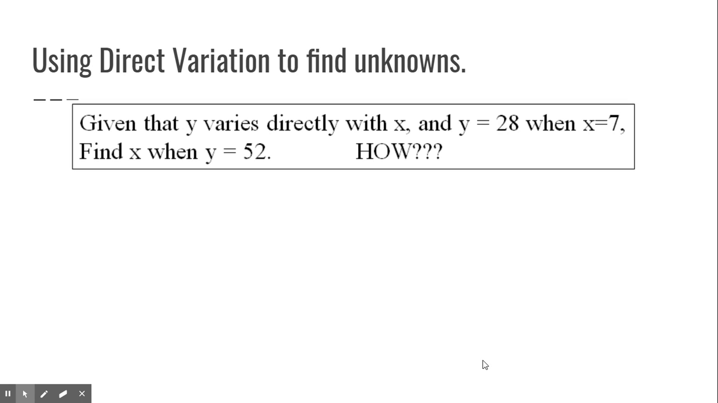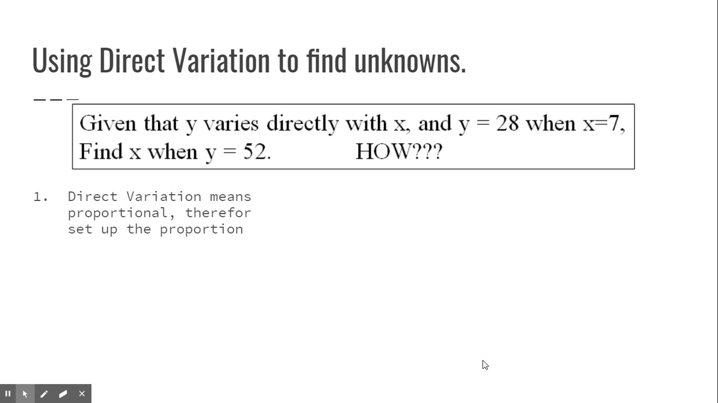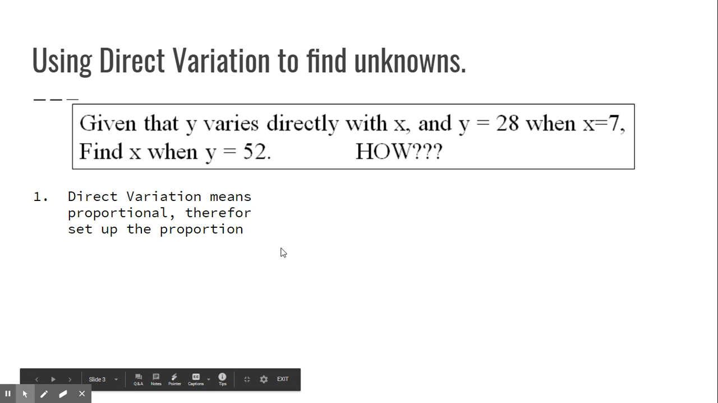Find out what x is when y equals 52. So let me go ahead and show you the steps. First, direct variation means proportional. Therefore, set up the proportion.